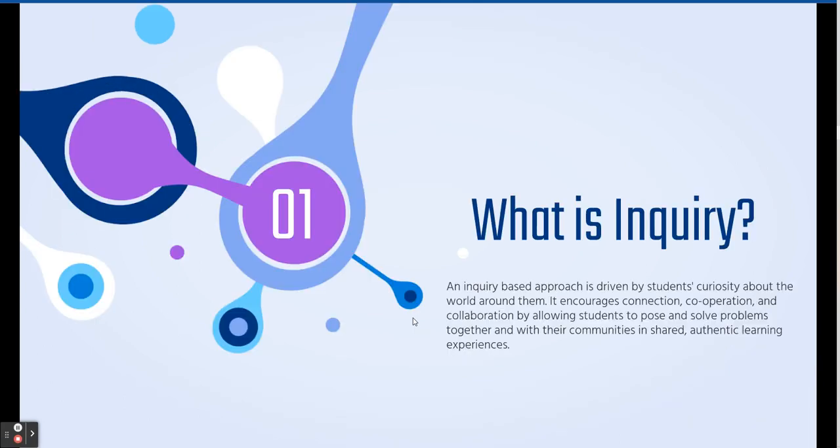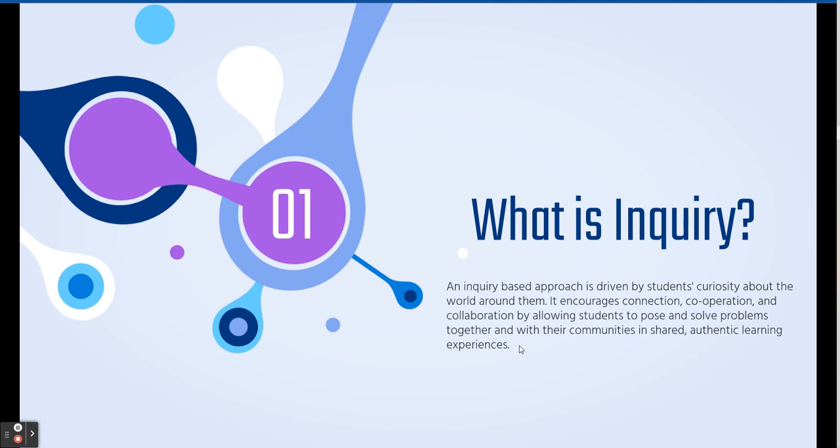So let's start with what is inquiry. An inquiry-based approach is driven by students' curiosity about the world around them. The important piece of this is the student's curiosity, which we'll talk about in a few minutes. It encourages connection, cooperation, and collaboration, and allows students to pose and solve problems together and with their communities and share authentic learning experiences. So this is such a huge idea, inquiry.